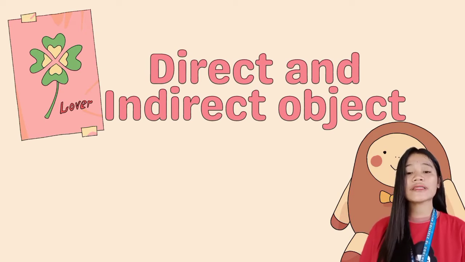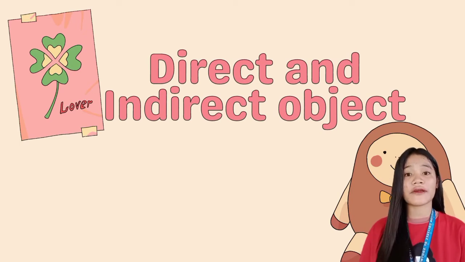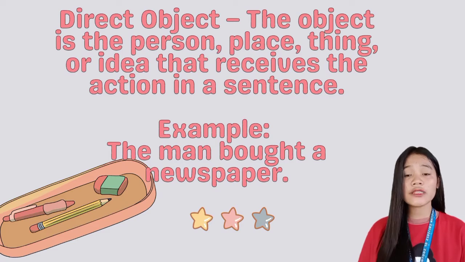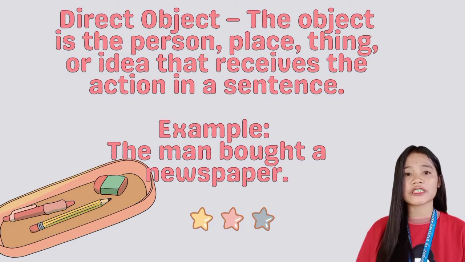Now let's discuss what these are. Let's discuss first the direct object. The direct object is a person, place, thing, or idea that receives the action in the sentence. A direct object is the person or thing that directly receives the action or effect of the verb. It answers the question what or whom.